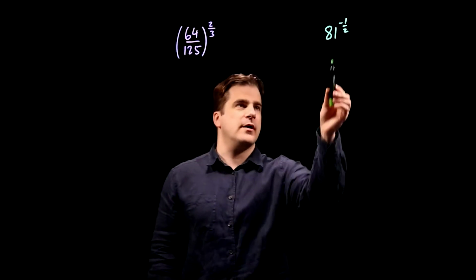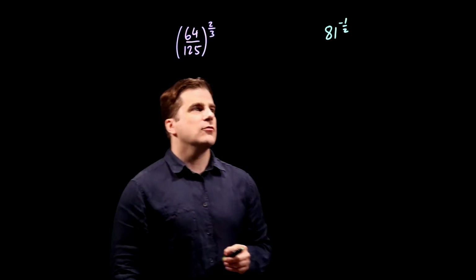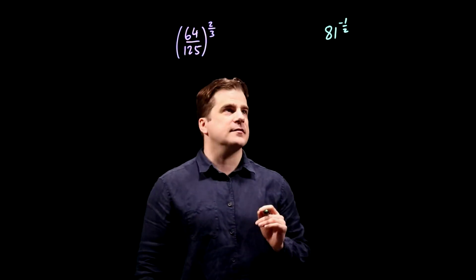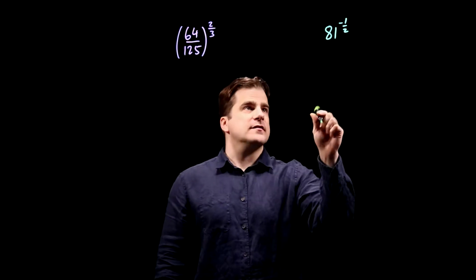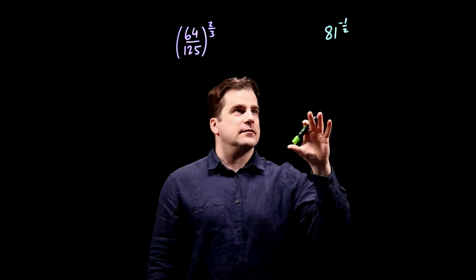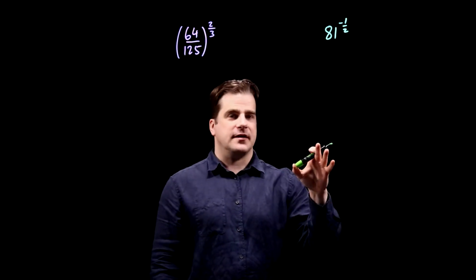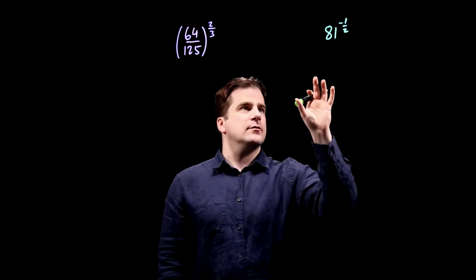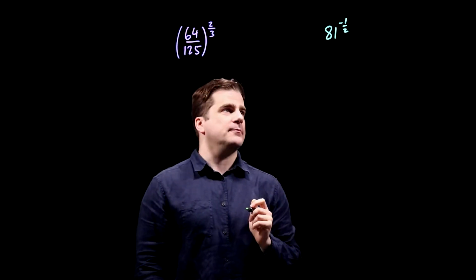Okay, 81 to the power of minus a half. Right, we have to work out the value of this. So what should we do first? Well, let's get rid of the minus. We'll deal with that first because that makes things difficult. So we have something to a negative power.